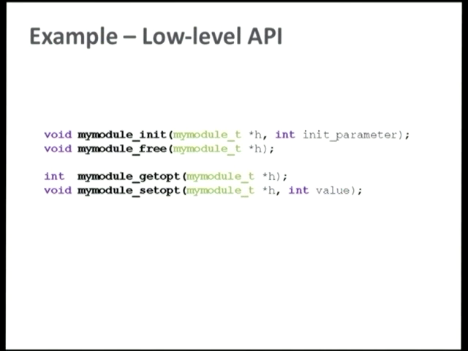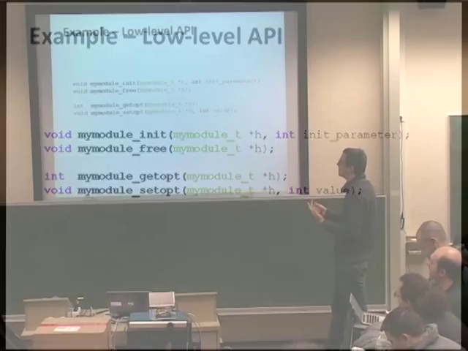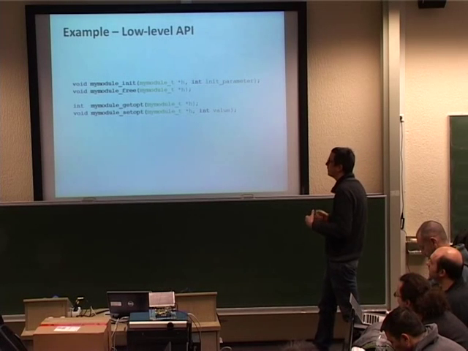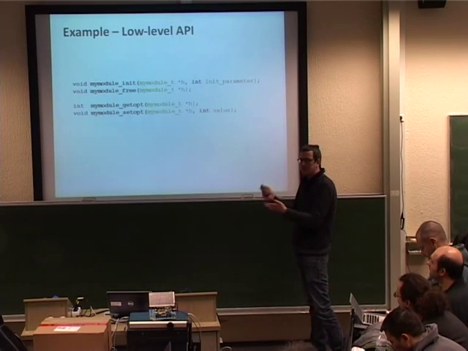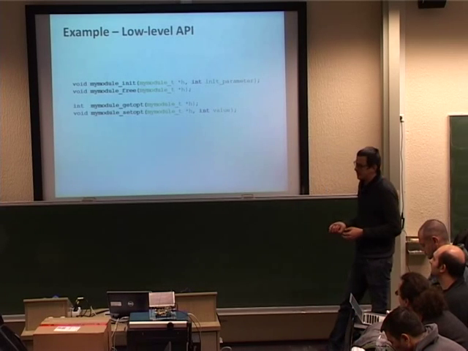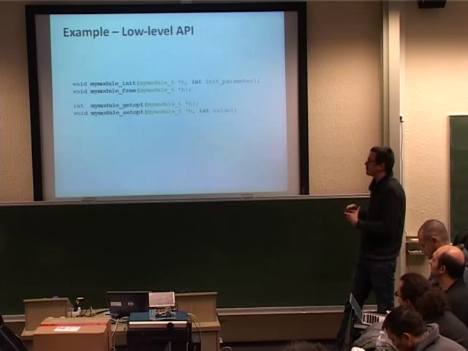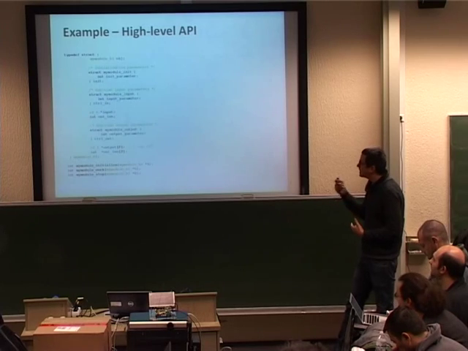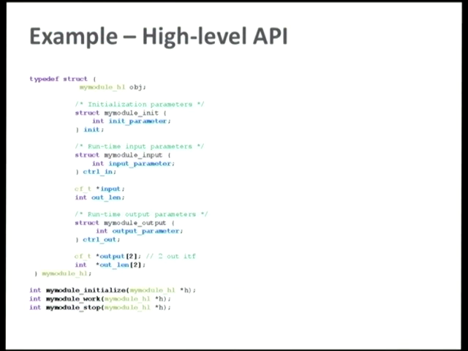This is an example of how the low-level API is defined. As you see, there is no rule. The programmer defines his initialization function, and the function to deallocate the memory, and then you can set options, you can get options. A typical interface without any restriction. But then you have this high-level interface where we do specify these three functions, for instance, that you typically see in all the frameworks.